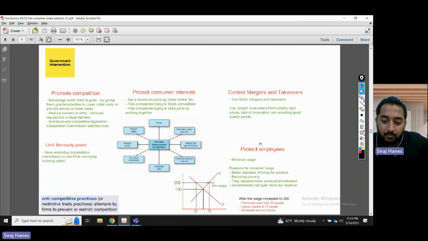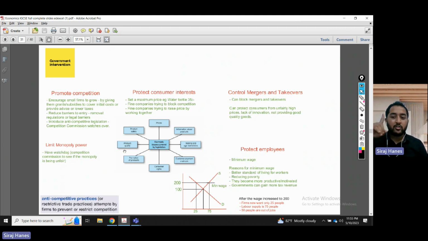They might even try to protect employees. How do they protect employees? They protect employees through minimum wage. They're going to say, you know what? You have to pay the workers a minimum of so much. If you don't pay them a minimum of this much, we'll fine you. When you increase the minimum wage, guys, for employees, there's a better standard of living. Poverty will fall because they now have a higher salary. They become more productive. They become more motivated. And not just that, because of the minimum wage, the wages have gone up, the government will get more income tax.